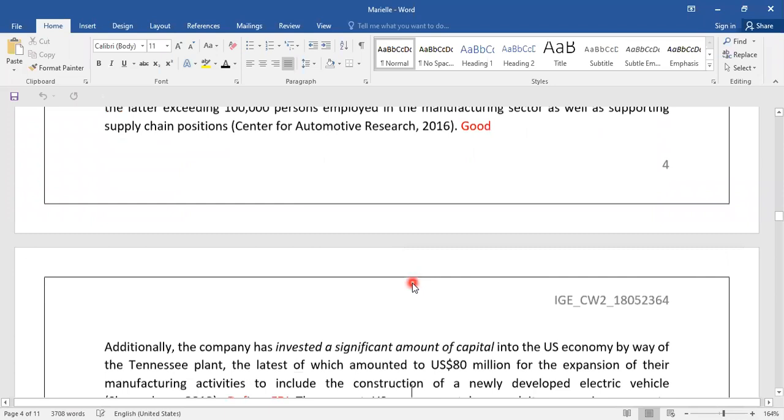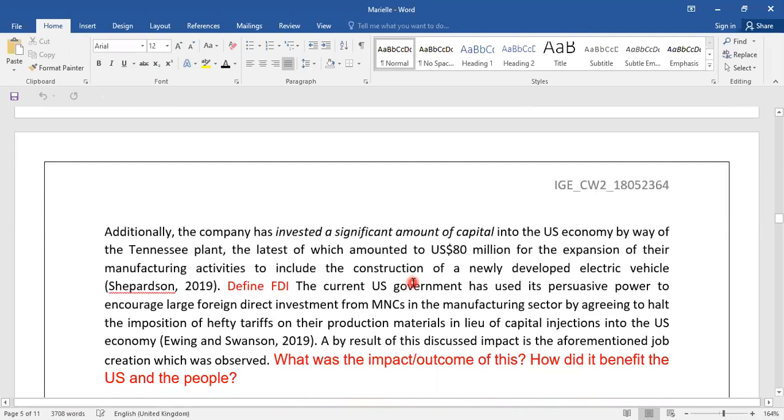So far, Mariel has made one point, which is job creation. Another point is investment of capital. Additionally, Volkswagen has invested a significant amount of capital into the US economy by establishing the Tennessee plant, which amounted to $80 million. And I really like the fact that Mariel has a number. This is another problem I'm seeing. Many of the students, yes, they give their points, but they don't have data. We want numbers. And I will show you how to use numbers.